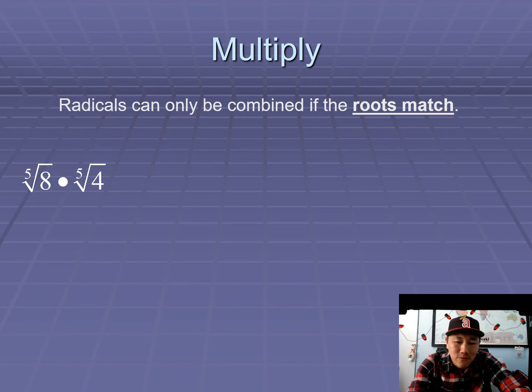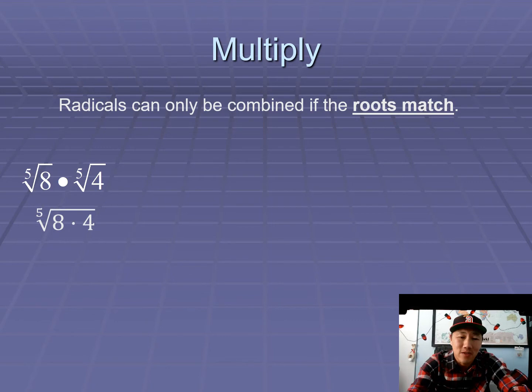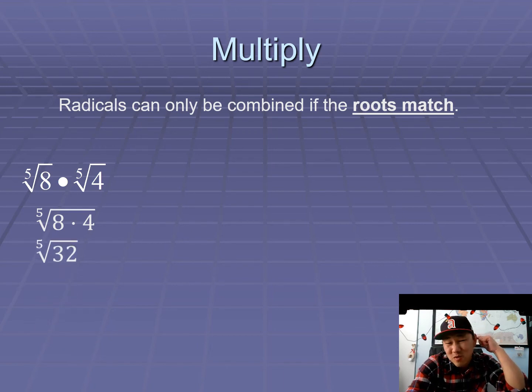So for example, if we look at these two expressions, we have fifth root and fifth root. They both have a fifth root in them. So when that's the case, you can combine them, make them one giant fifth root. And then of course, multiply 8 times 4 is 32. Maybe in your head you know, but if you don't know, you can always break it down. But the fifth root of 32 is 2.